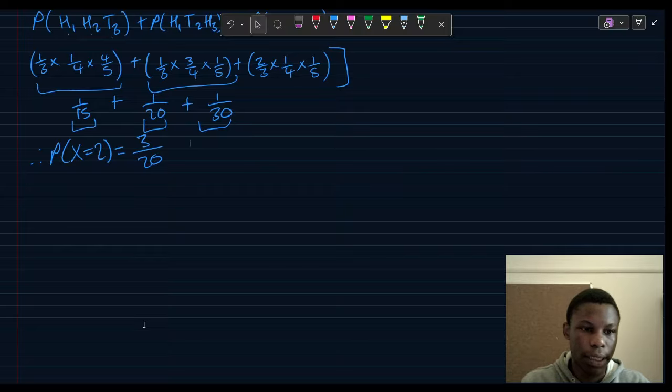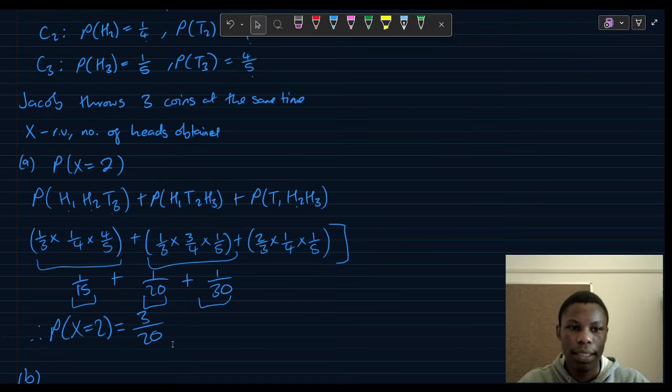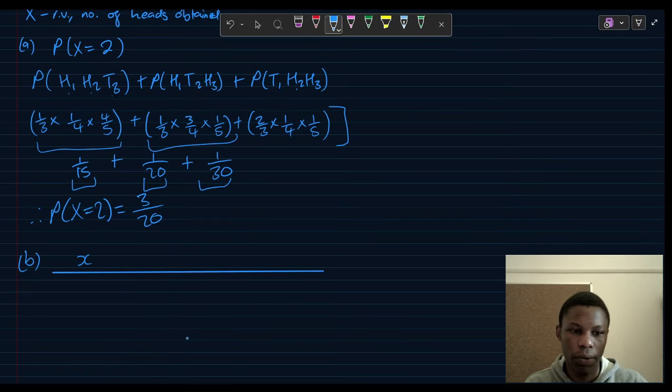Part B, draw the probability distribution table for x. So x is the number of heads we can get when we throw 3 coins at the same time. So let's draw up our table.